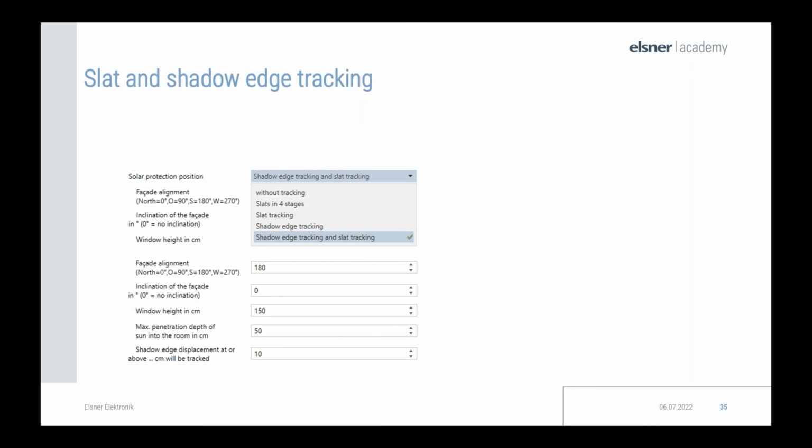Shadow edge tracking means that the shading changes the driving position independently and adjusts it to the shadow edge. So the shadow edge tracking and slat tracking: the slat automatically tracks the height of the sun, and the shading changes the driving position independently and adjusts it to the shadow edge.